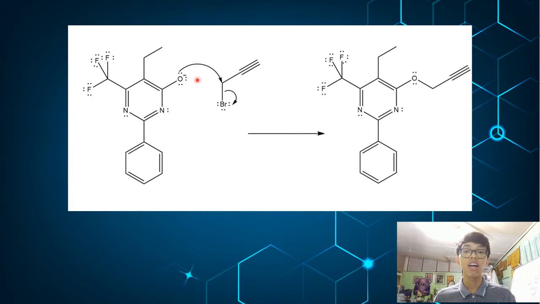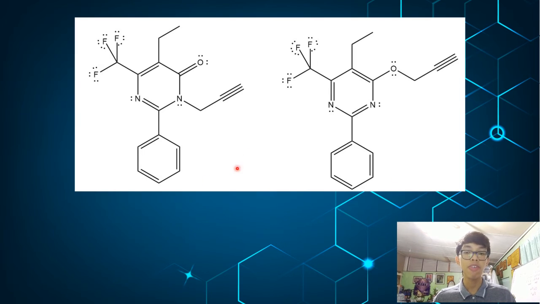Now again, the electrons here, the lone pairs of the oxygen here, would attack the carbon, which is partially positive, kicking off the bromine, giving us this compound. Now this compound is compound B.